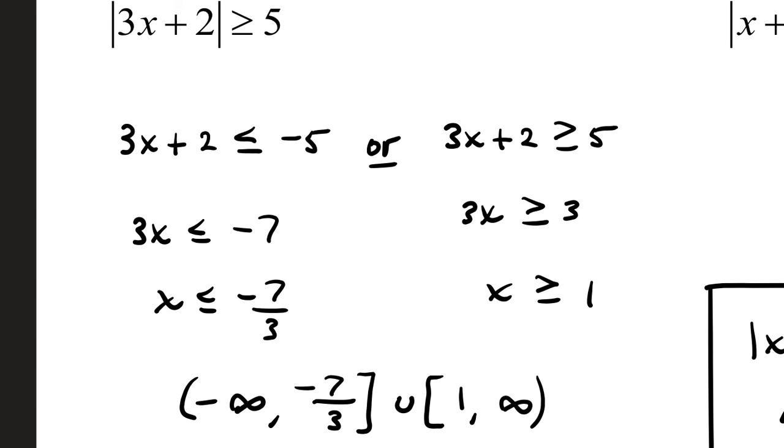All values of x less than or equal to -7/3 will be this interval. Note the bracket, note the underline. Union, this set of numbers are 1 or larger, including the 1.